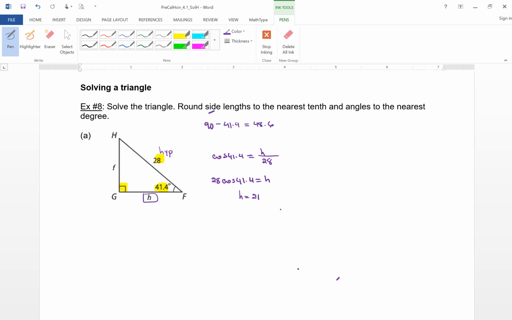And f is the sine, right? So sine of 41.4 equals h over 28, f over 28. So f is 28 sine 41.4. Okay, so wait a minute, how much was this?